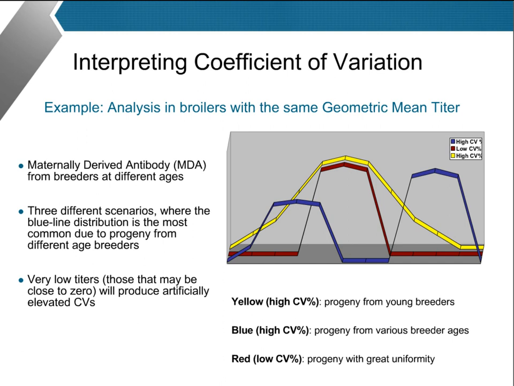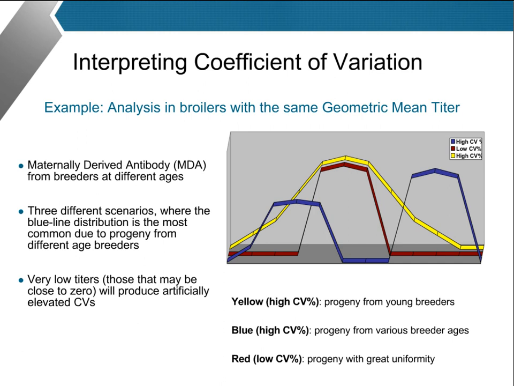The red curve represents a very uniform flock. With expected titer response, this flock would have a very low CV. The yellow curve represents a less uniform flock, in which more birds fall outside the target titer group. This variation results in a high CV.